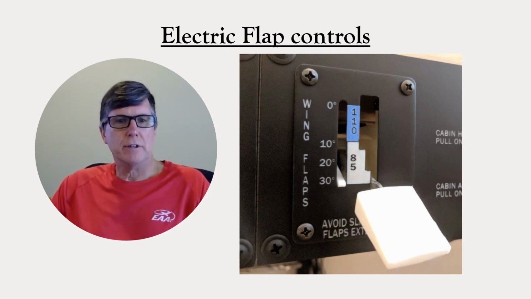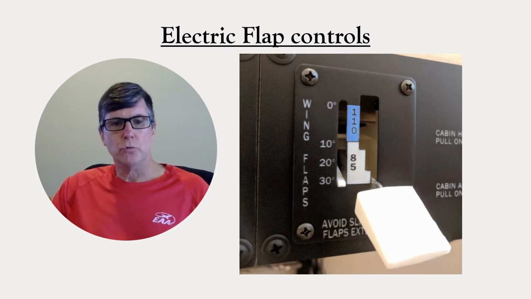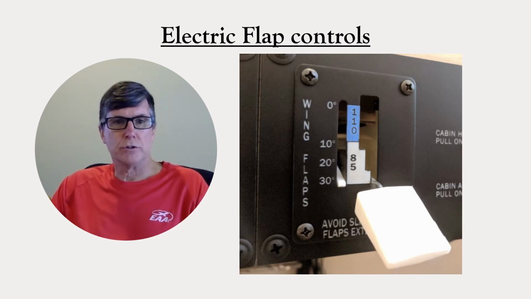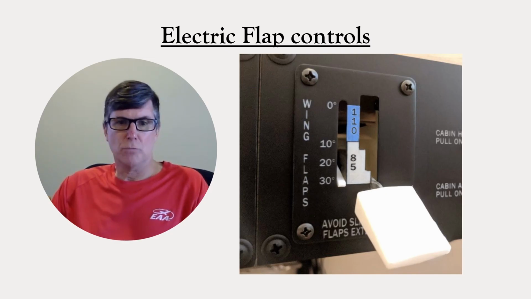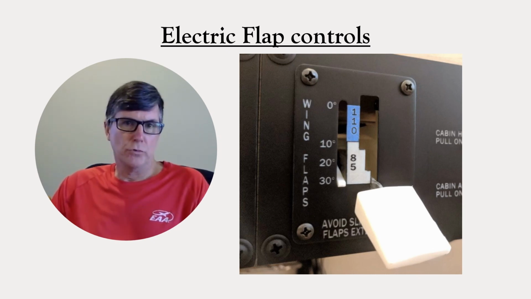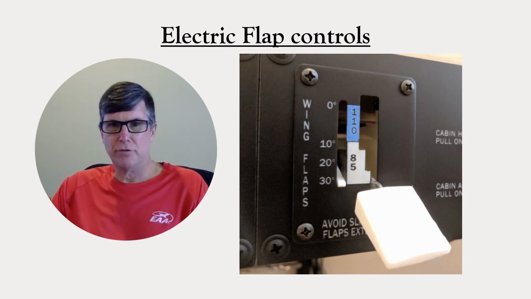Other aircraft have electric flaps. When an aircraft has electric flaps, the flaps are moved by an electric motor, and the pilot controls that motor using a switch in the cockpit. With the switch that's shown in this picture, the pilot puts the switch in a position that corresponds to the desired flap setting, and then the motor runs for as long as it needs to in order to move the flaps to that position. After you move the switch, it may take several seconds before the flaps are actually in the selected position.